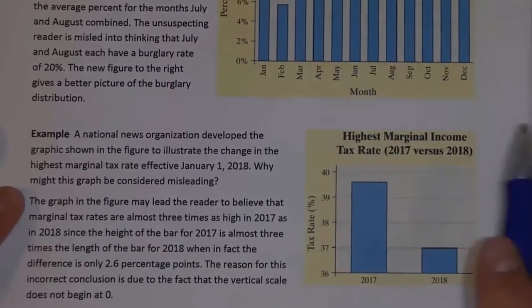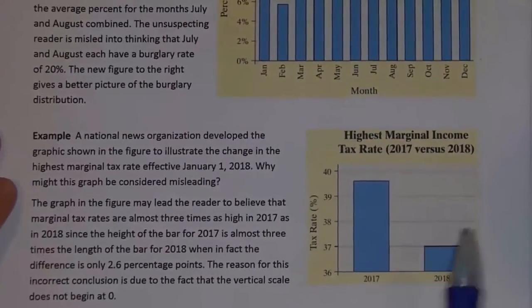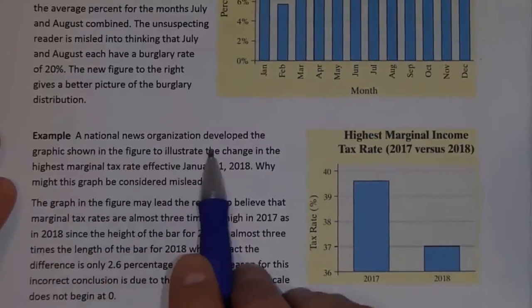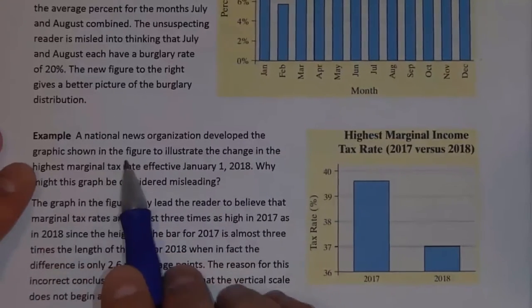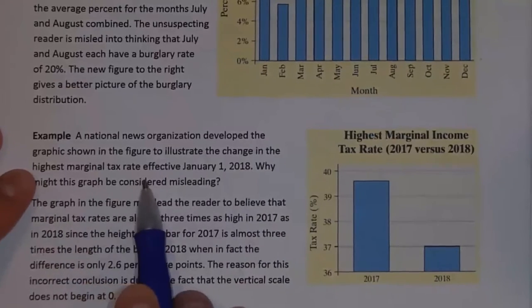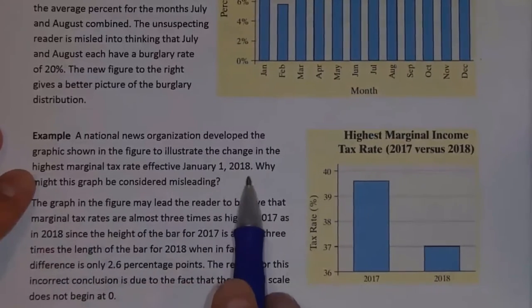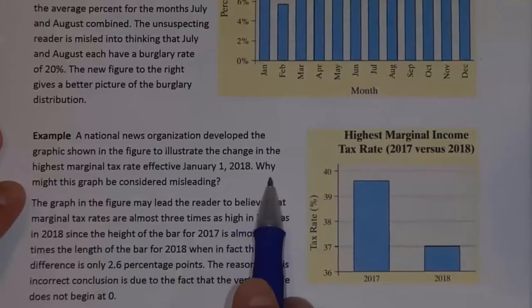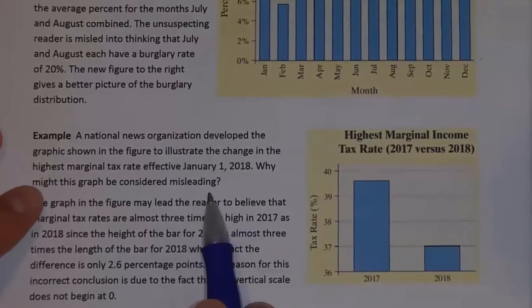Another example, it's a different kind of scenario. A national news organization developed the graphic shown in the figure to illustrate the change in the highest marginal tax rate effective January 1st, 2018. Why might this graph be considered misleading?